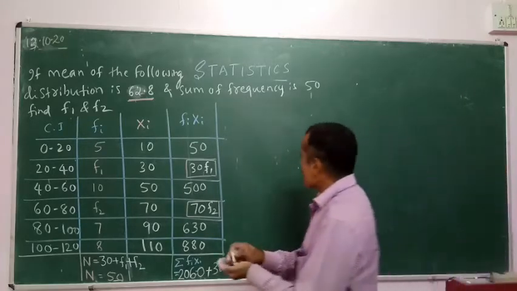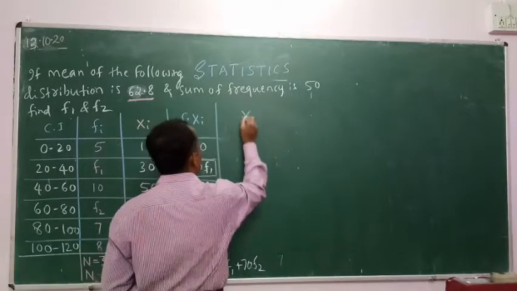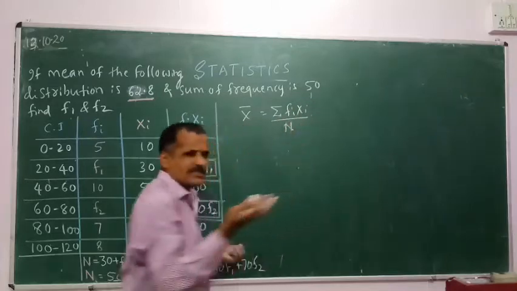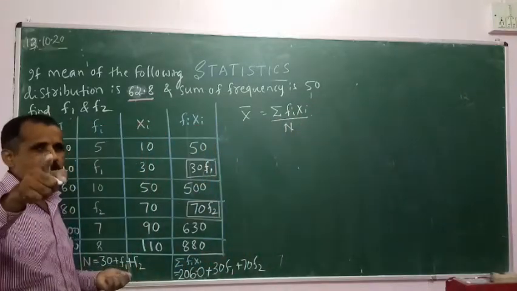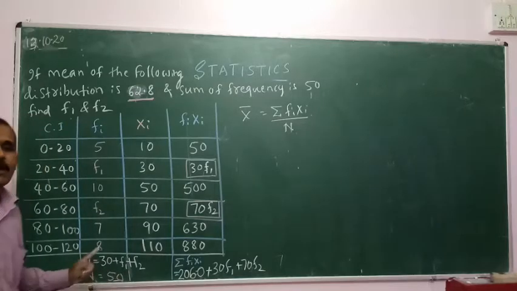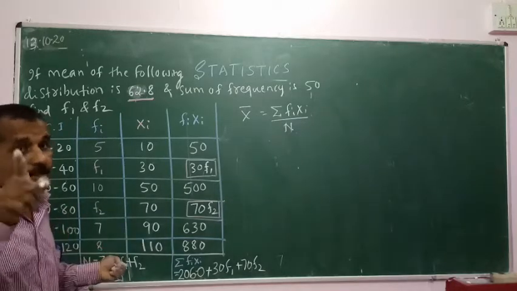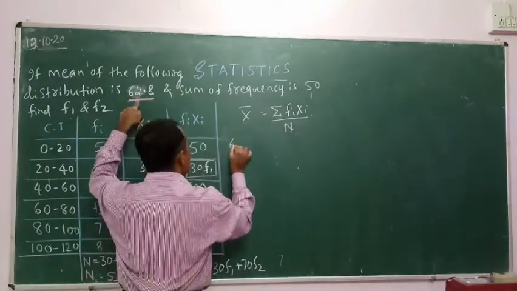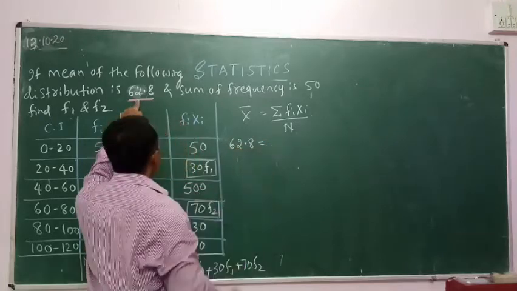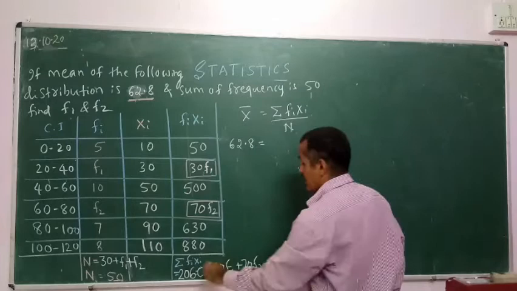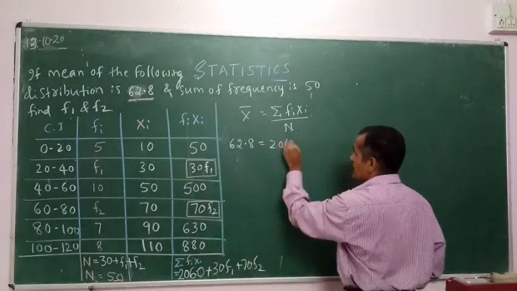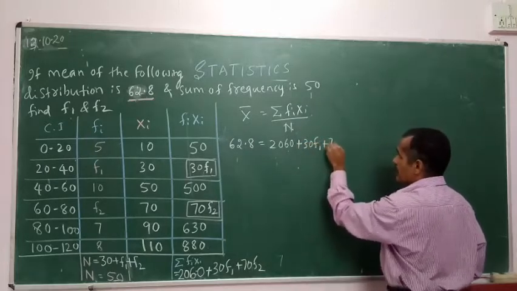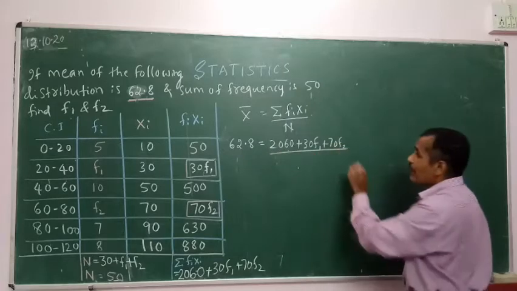Okay. I will start now as usual. X bar is equal to summation Fi Xi divided by N. No changes. Only change is what I have observed so far: they are having two different values for N. I will tell you later what is the use of that. First, let me solve this one. Okay. X bar is given, 62.8, is equal to summation Fi Xi, which is 2060 plus 30 F1 plus 70 F2, divided by N.